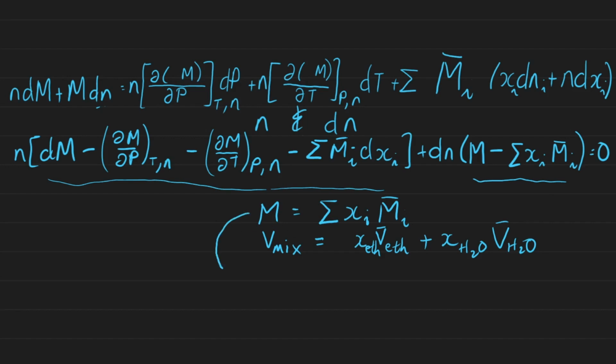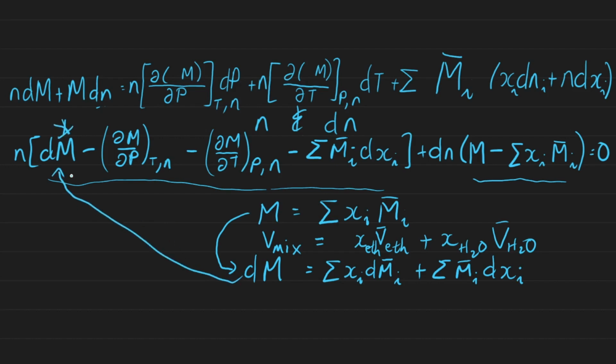So if we take this m, we can take a differential of this total property. If we do that and we apply the product rule here, what we're going to get is the sum, firstly, of xi times dm bar i, and then plus the sum of m bar i times dxi. And what do we have here? We have dm. So we can take this and substitute it in here. And we also know that this part in brackets is equal to 0. So let's do that.